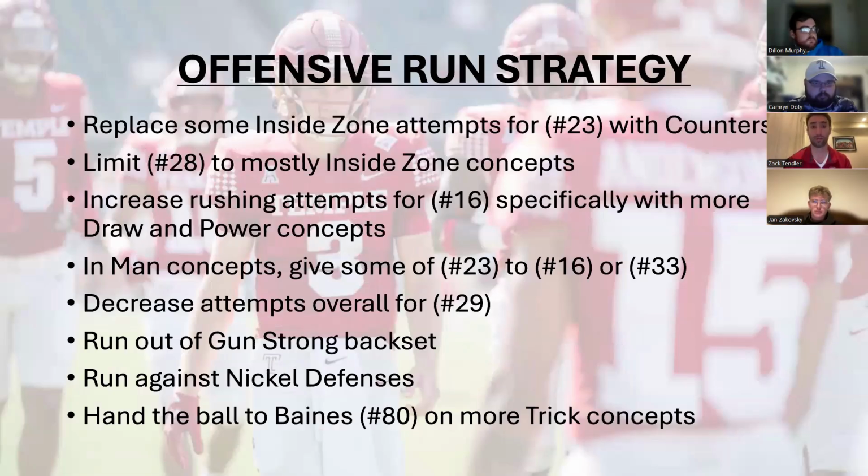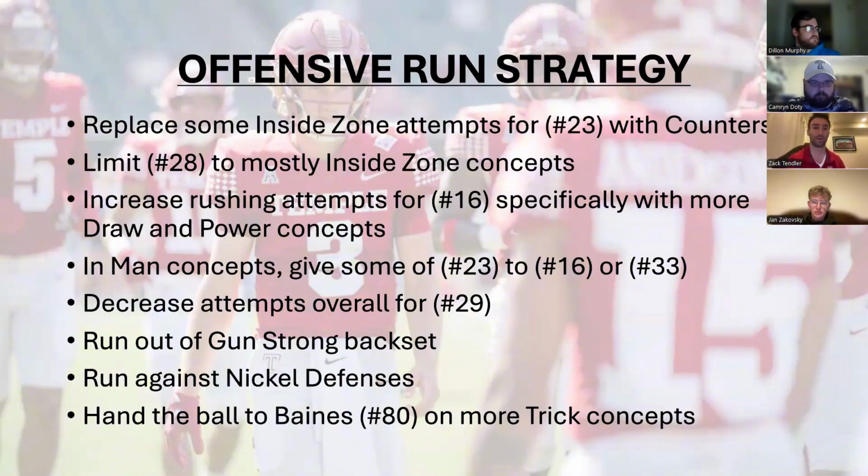Looking specifically at runs, based on the data we found, we'd say replace some inside zone attempts for number 23 and give him more counters instead. Limit number 28 to mostly inside zone. Increase the rushing attempts for number 16, especially with more draw and power concepts. When we're running man concepts, take away some of the runs for number 23 and give them to number 16 or possibly even number 33.